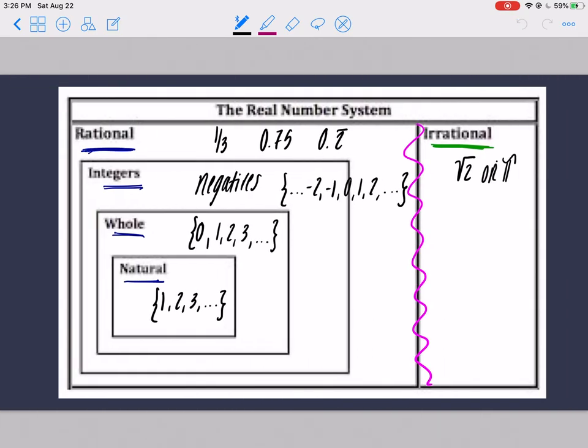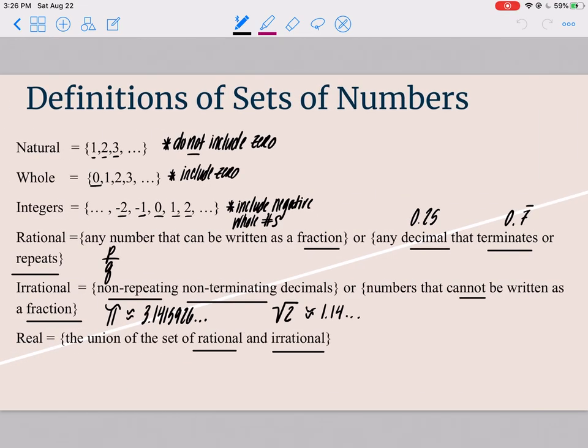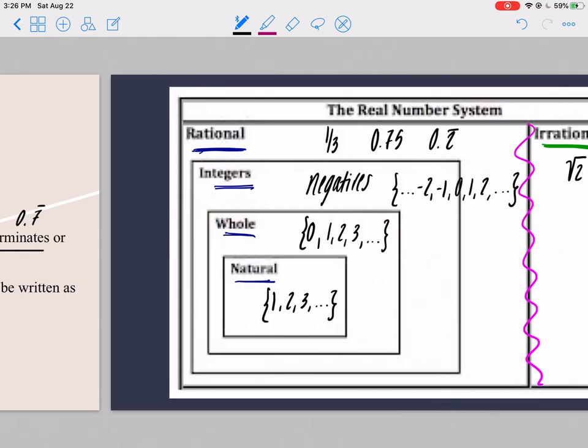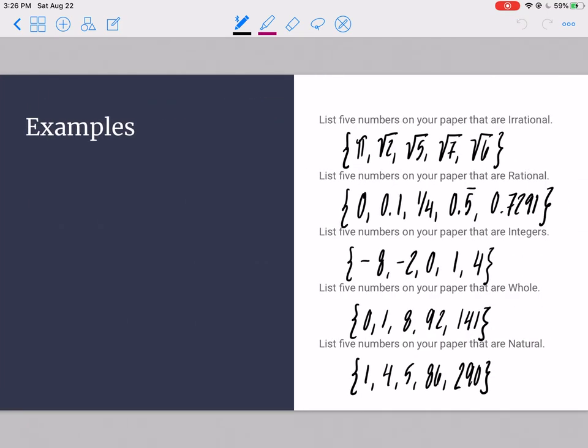Just make sure, like I said, that you have this written down. Oh, and I realized earlier I made a mistake. Square root of 2 is approximately 1.41. I said that backwards, 1.41 instead of 1.14. Okay, you can go ahead and get started on your homework.